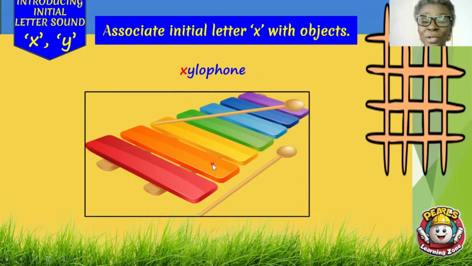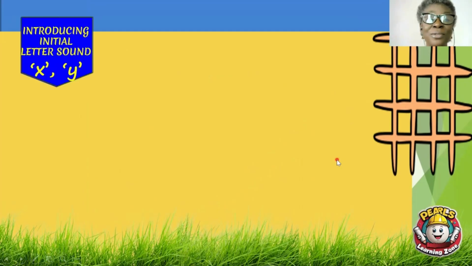This is a xylophone, and it is a musical instrument. You use these two sticks to hit on any of these panels, and they will make some musical sound. They sound very, very interesting. Well done. So this is xylophone, beginning with the initial letter sound X. Can you see it in red ink? Okay, good. Let's go on to the next one.